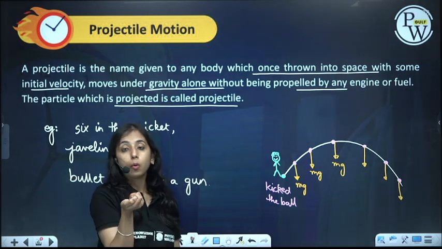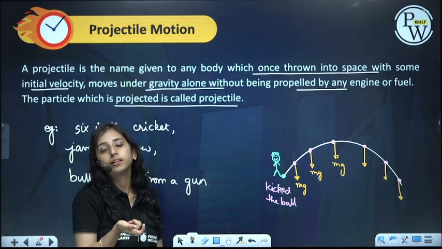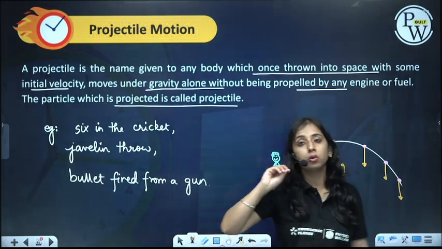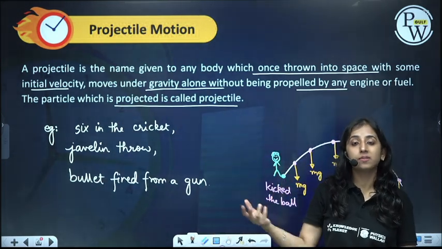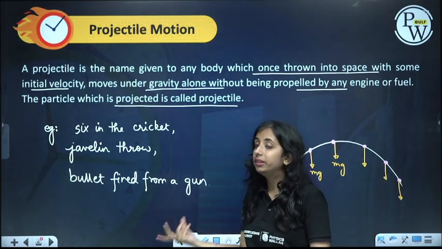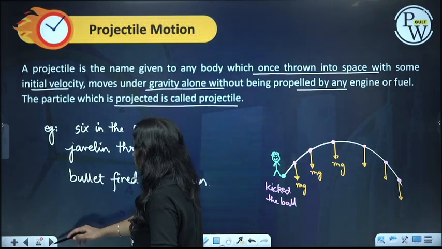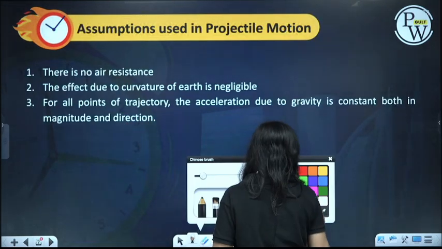When you hold a water jet, water is also moving under the influence of gravity alone after being thrown with some initial velocity. All these are examples of projectile motion. Now let's see how we study projectile motion.